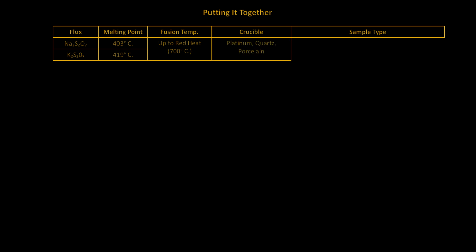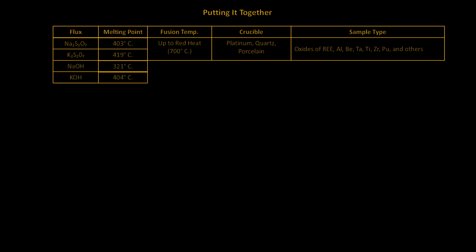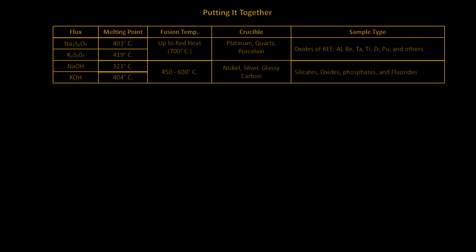The usual crucibles used are platinum, quartz, and most common, porcelain, for the decomposition of oxides of the rare earth metals, including aluminum, beryllium, tantalum, titanium, zirconium, plutonium, and more. Sodium hydroxide has a melting point of 321 degrees centigrade, while potassium hydroxide melts at 404 degrees. Both of these fluxes will fuse between 450 and 600 degrees centigrade, depending on sample matrix. Crucibles used for these fluxes are nickel, silver, and glassy carbon. Samples decomposed with these fluxes are silicates, oxides, phosphates, and fluorides.